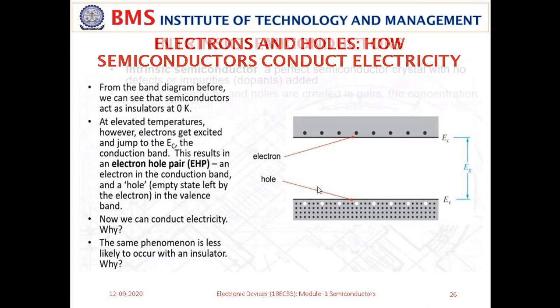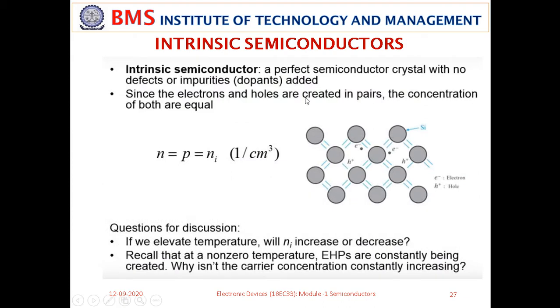Okay, let's move to the next thing. The intrinsic semiconductor. What do we mean by intrinsic semiconductor? An intrinsic semiconductor is a perfect semiconductor crystal, what you are seeing here, with no defects or impurities or dopants added. We are not going to add any additional materials or substances to the pure semiconductor.